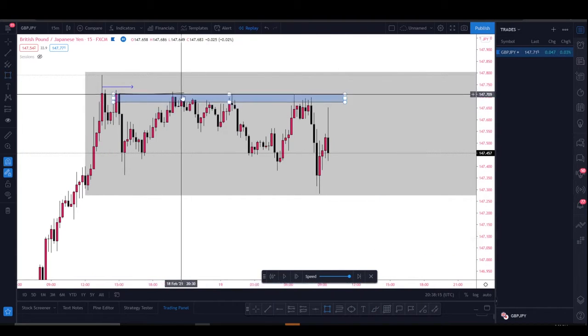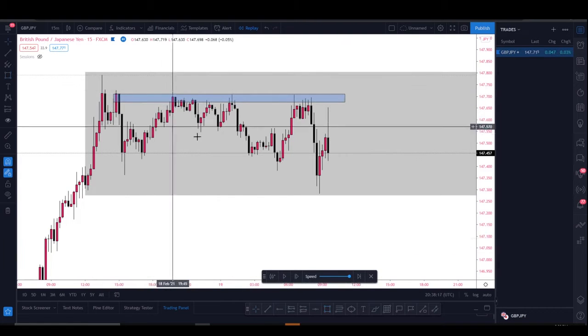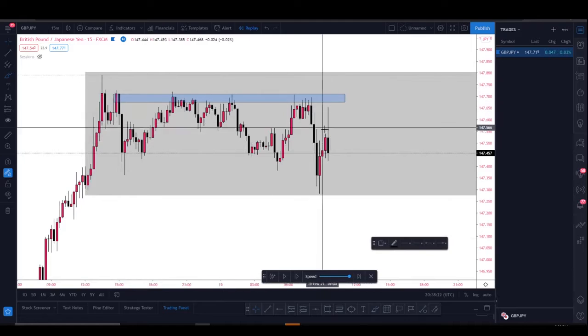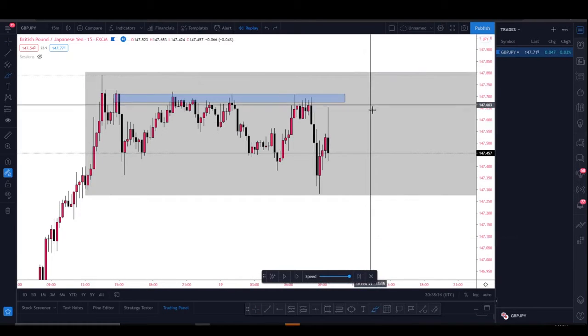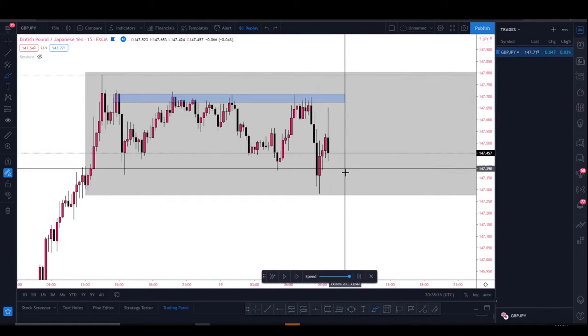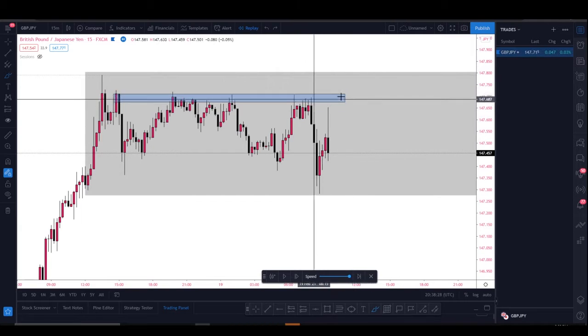Pretty strong level of resistance over here. So eventually, because we know that the market is going to move above and continue going higher, we have to go above this level. So instead of me looking to sell here, I'm actually going to be looking at this level here as my take profit.